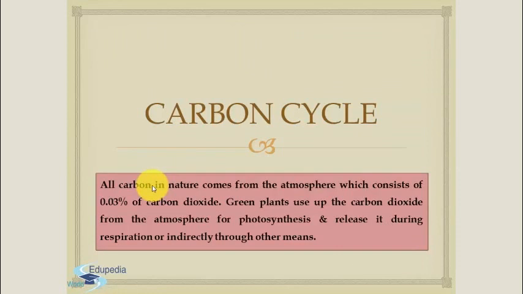See, all carbon in nature comes from the atmosphere, which consists of 0.03% of carbon dioxide. Green plants use up the carbon dioxide from the atmosphere for photosynthesis and release it during respiration or indirectly through other means. The various processes involved in carbon cycle are photosynthesis, respiration, death and decay, combustion of fuel, etc. The various processes of carbon cycle operating in nature are described one by one.